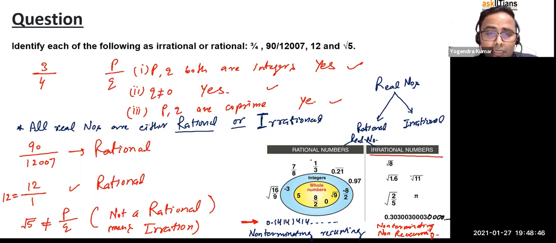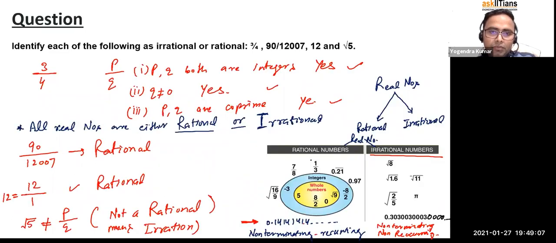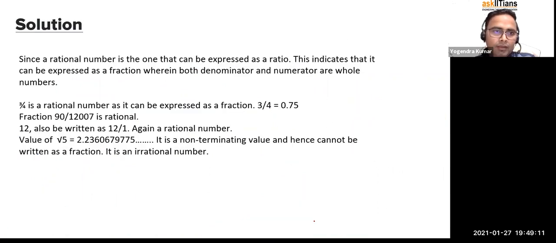But here we are saying this form, 0.141414, is non-terminating recurring. So we can write it in the P by Q form, because every rational number can be represented in the P by Q form. So we should be able to bring it into the P by Q form, right? We are going to see that. How do we do that?